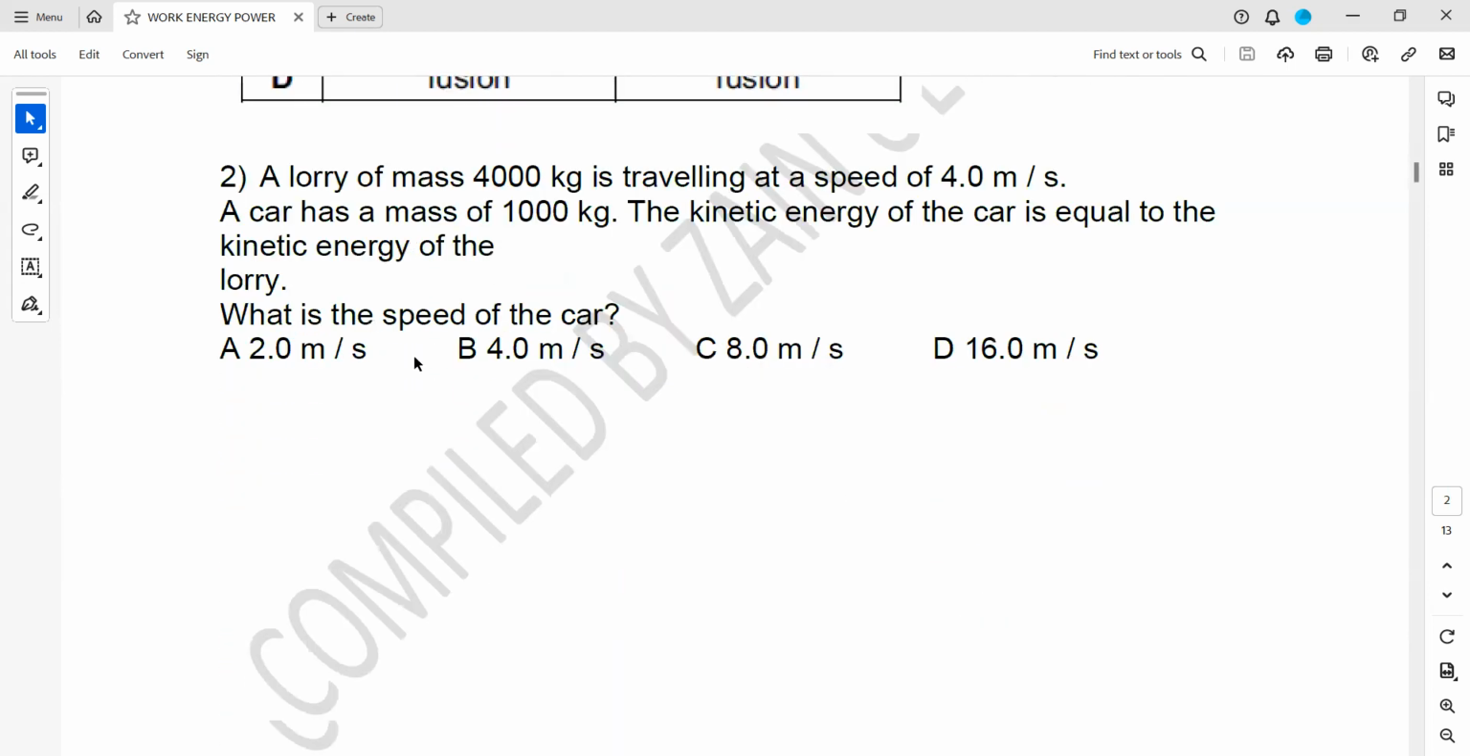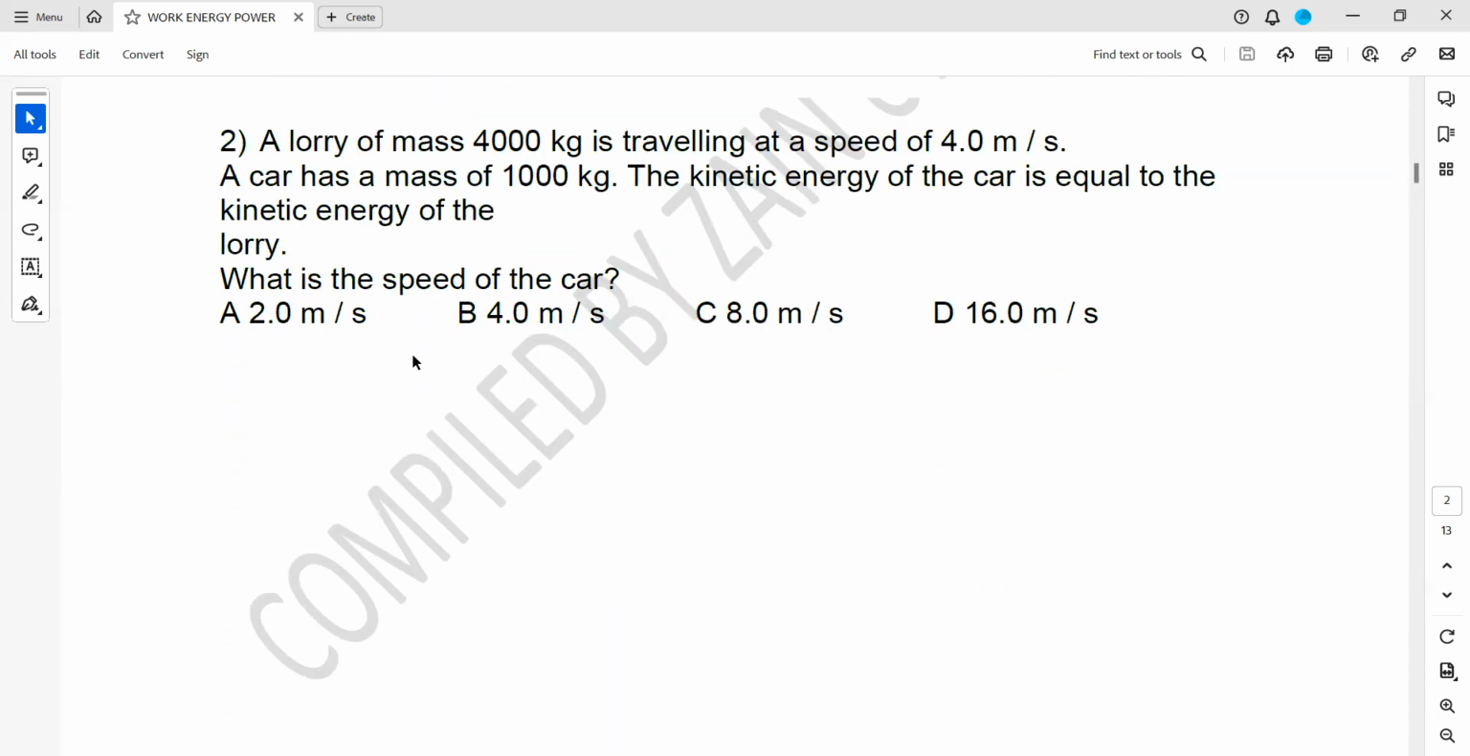I'll try to discuss many questions in this one, so you can also use the chat to answer at the same time I'm discussing with you. The next one is an important topic, so I want you to understand how to solve this type of question. A lorry of mass 4,000 is traveling at a speed of 4. A car of mass 1,000 moving at a certain speed has the same kinetic energy. What is the speed of the car?